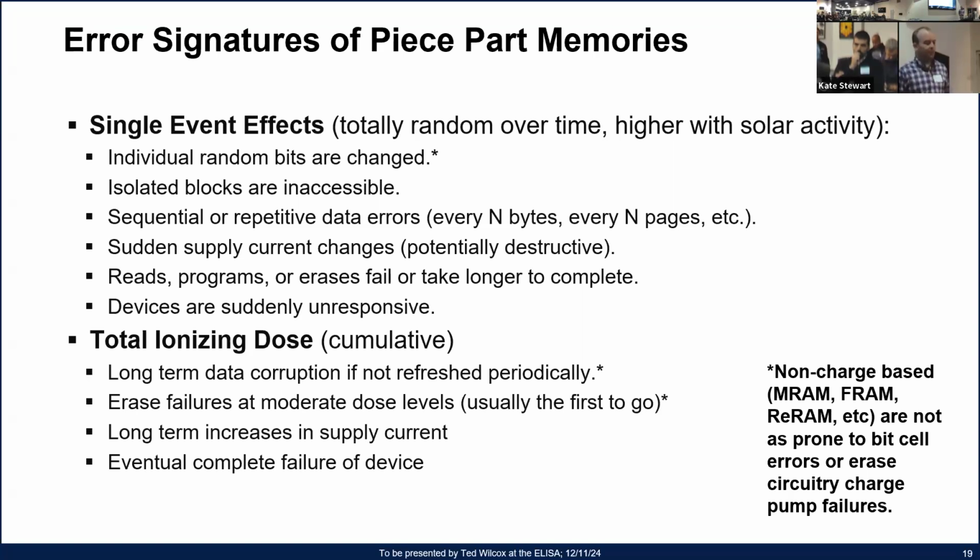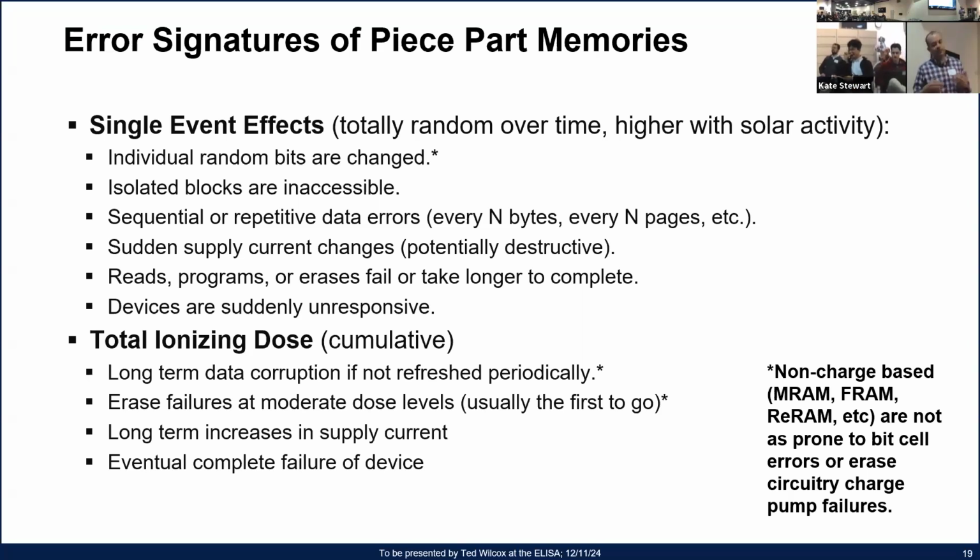From a total ionizing dose standpoint, this is the cumulative effect. We see long-term data corruption. Eventually your bits are going to start wearing out, especially those that were programmed. Usually the weakest are going to start to fail over time if they're not refreshed periodically. We will see with NAND in particular that erasing suddenly starts to become the dominant effect. Because erasing requires higher voltage, there are higher voltage transistors within these flash devices that have thicker oxides and make them more susceptible to TID. So this is a vulnerability with NAND flash specifically.